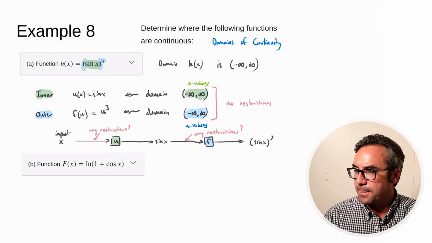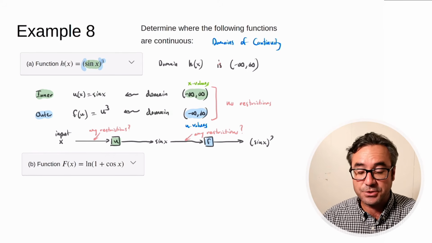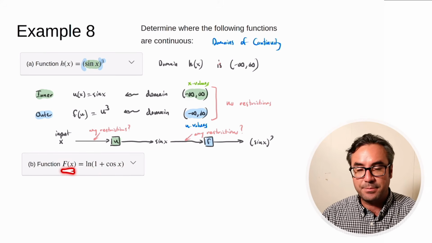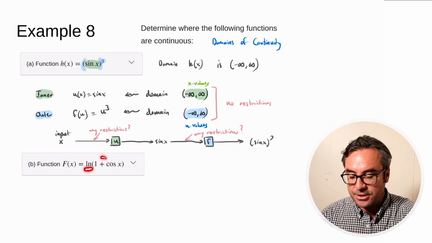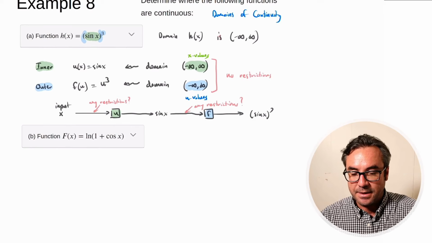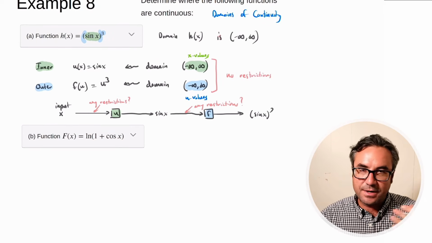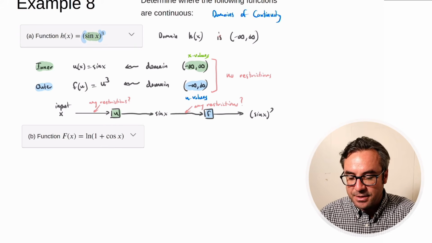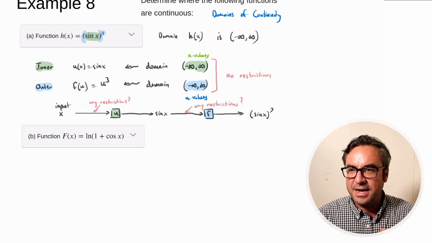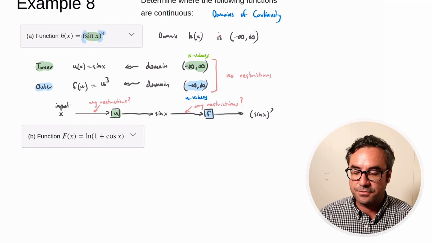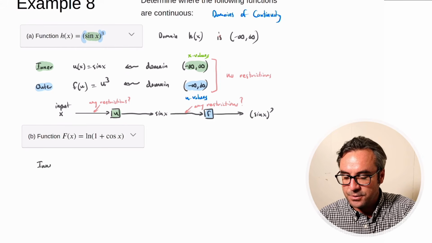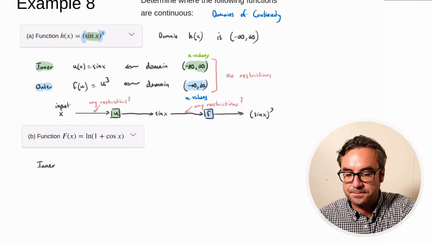All right, so let's try one where there is some restriction. We're going to look at the next case here. Our function is called capital F of x, and our function is natural log of 1 plus cosine x. First thing we want to do, again, this is not just regular addition, subtraction, multiplication, division. This is a composition. So you want to peel off the different layers of your function. And we want to start by identifying the innermost layer. This is the thing that happens to x first.